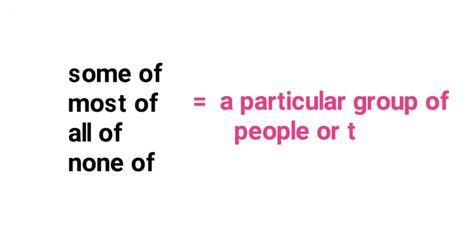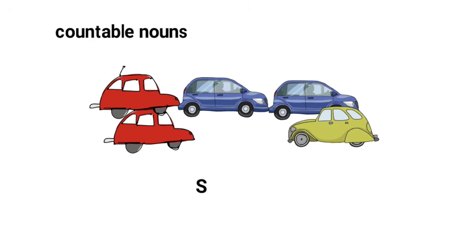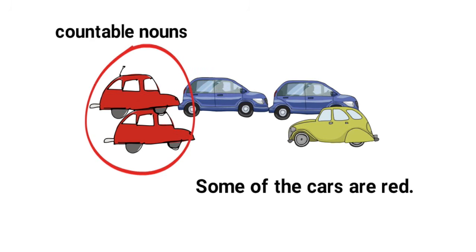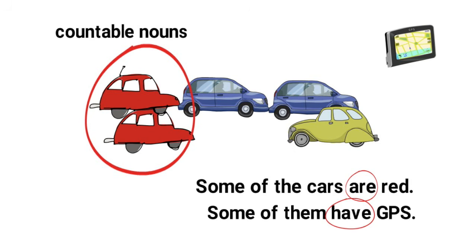Okay, let's move on to some of, most of, all of, and none of. First, these expressions are used to talk about a particular group of people or things and not generally about something. So with countable nouns we have some of the cars are red. We could say some of my cars are red, some of these cars are red, etc. Or some of them have GPS, not some them have GPS.